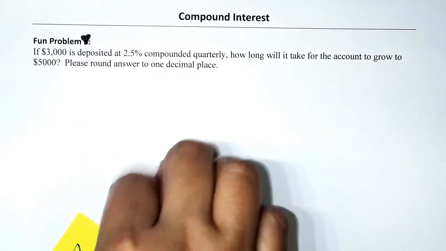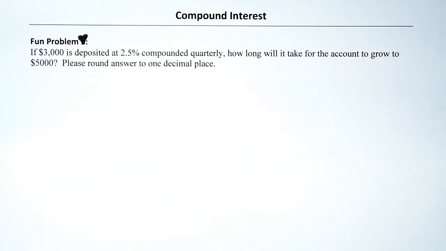So let's do this. It says fun problem. If $3,000 is deposited at 2.5% compounded quarterly, how long will it take for the account to grow to $5,000? Please round answer to one decimal place. In the earlier two videos, we were being asked to indicate what is that final amount, so like the total with principal plus interest. But in this case, we are being asked to find some kind of time.